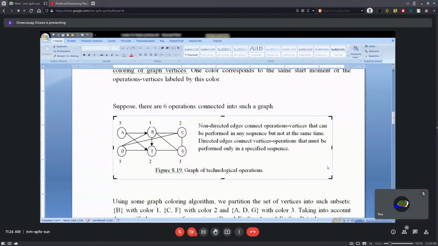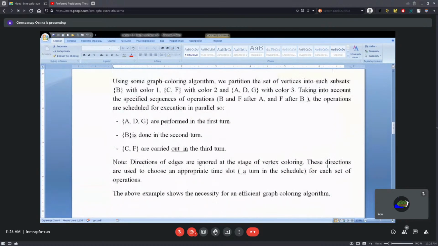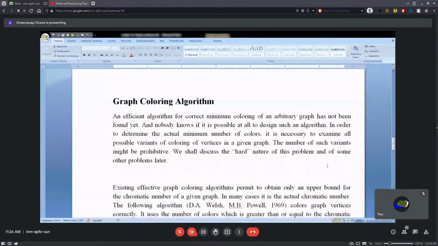So, in practical problems with many vertices in a graph, we need an algorithm. And this is a very interesting problem and a very interesting algorithm also.